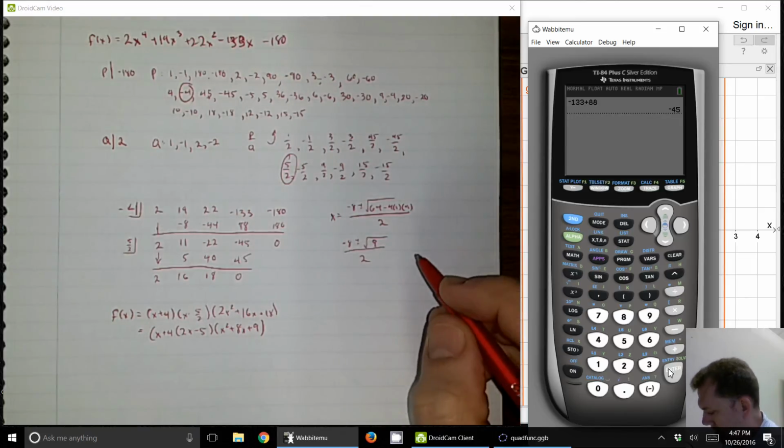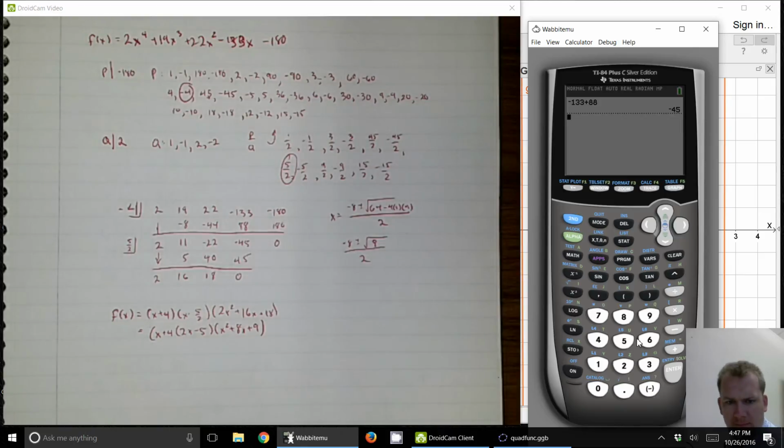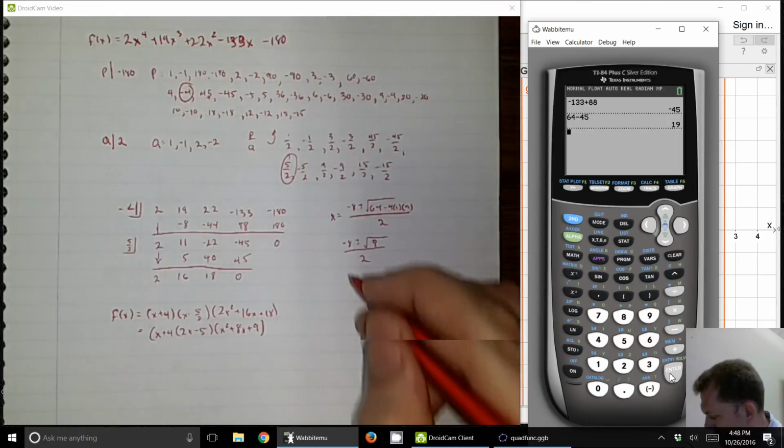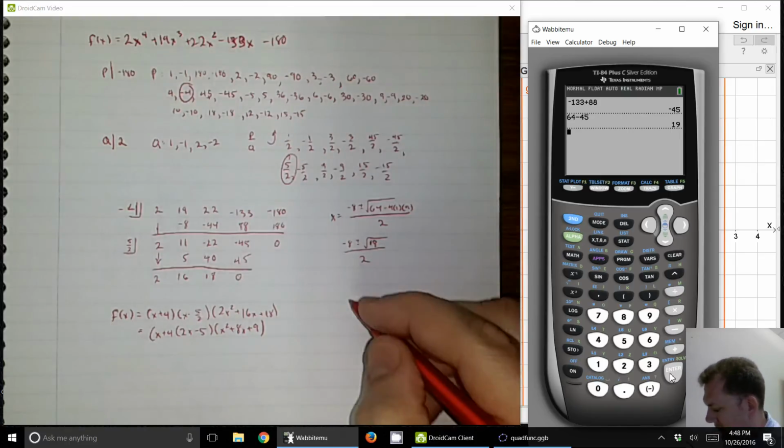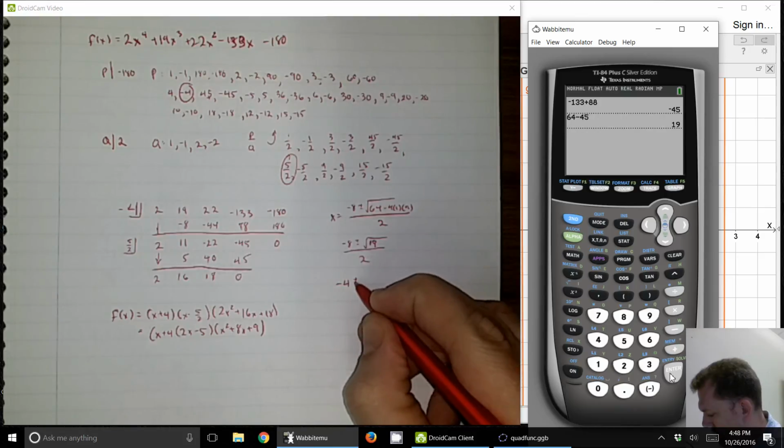Okay, no, can't be right. 64 minus 45. Whoa, I am really angering myself right now. It's 19. Okay, there's nothing to simplify there. That's it. Okay, I mean, you can say it's negative 4 plus or minus root 19 over 2.